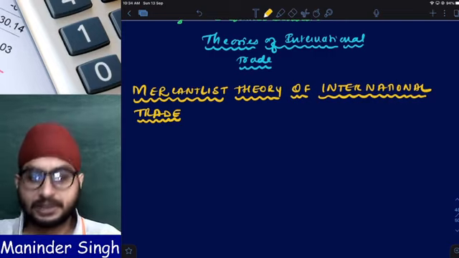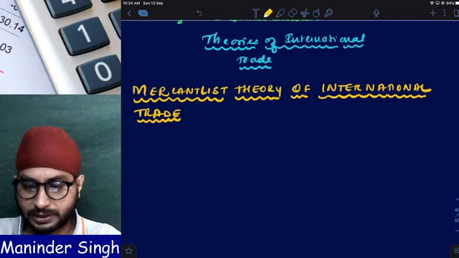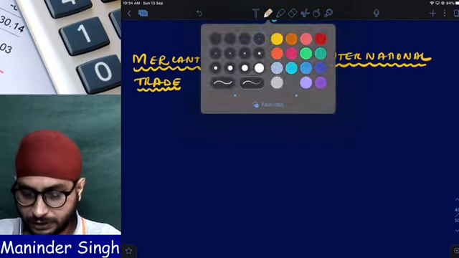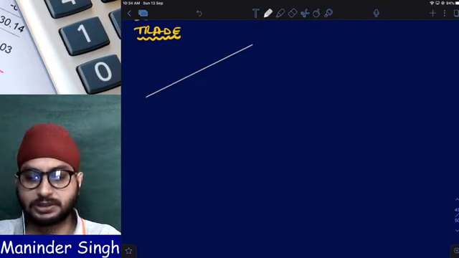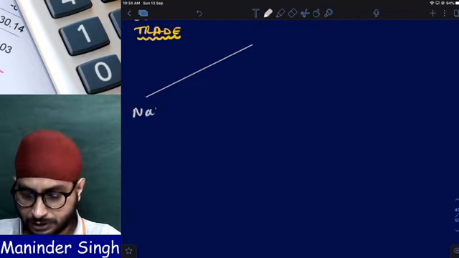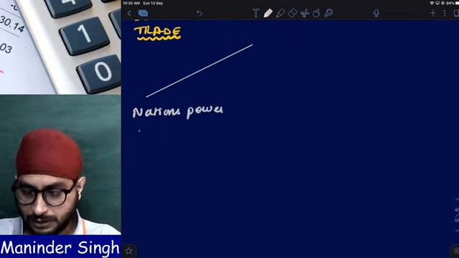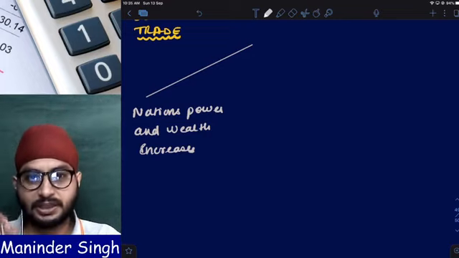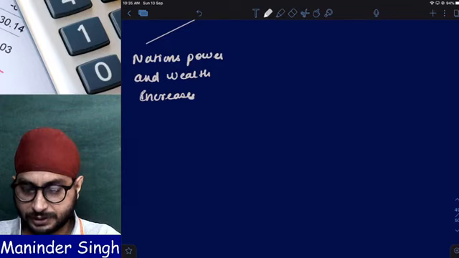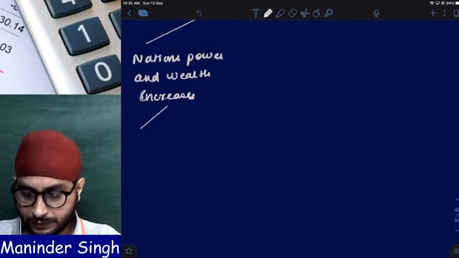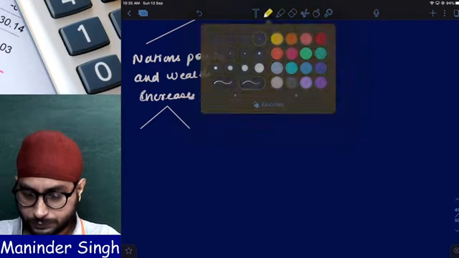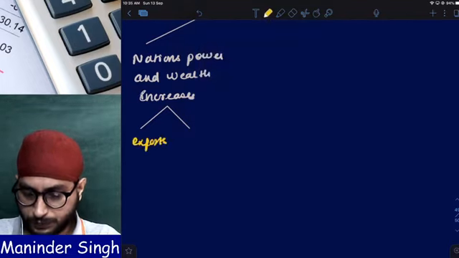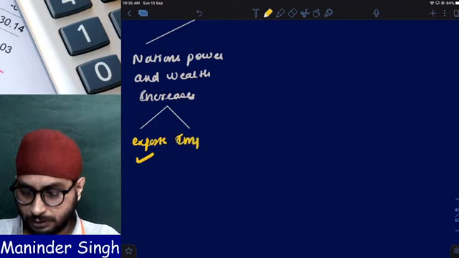Now according to mercantilist theory, what should happen? According to mercantilist theory, point number one, a nation's power and wealth increase when there are exports and there are no imports.